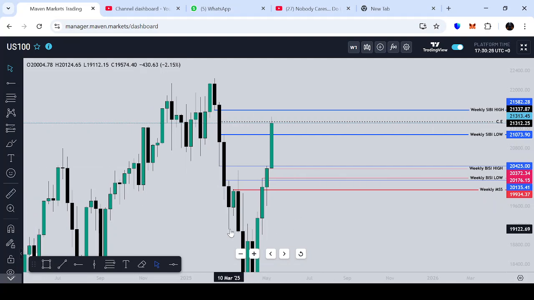This is our weekly review on Nasdaq. This is our weekly time frame. So each candle here represents one week, from Monday to Friday closing.